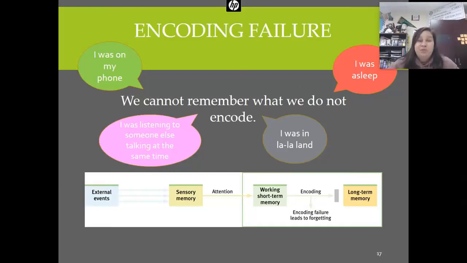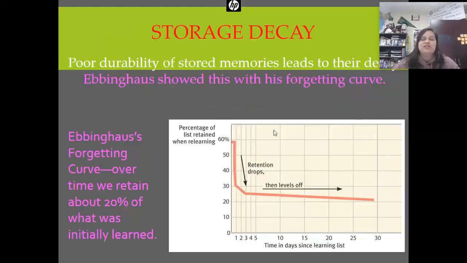So probably maybe one of the bigger reasons why we don't remember things is that we never encoded it to begin with. We never put it into our brain. That there was something else going on. There was just too much information coming at you at one time, or maybe you were distracted. Were you on your phone? Were you listening to someone else talk? Were you in la la land? Were you asleep? There's just so much information coming at you that a lot of it never even makes it into short term or long term memory. That's an encoding failure.